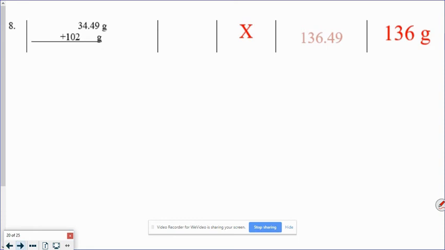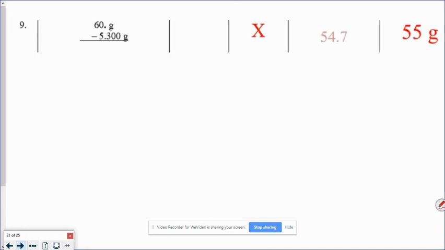This one is all about precision. Our least precise number goes to the ones place, so our answer can only go to the ones place. This one is all about precision. Our least precise number goes to the ones place, so it means our answer must go to the ones place.